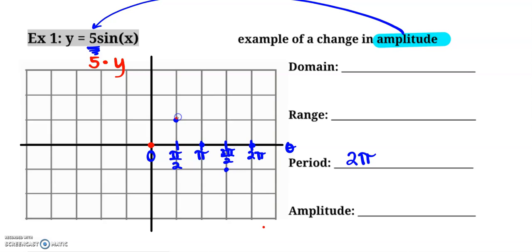So actually, I may go back. So sometimes you guys are going to have to do a little editing. I don't always put the parent function in here, but instead of 5 times 1, instead of a height of 1, it's going to be a height of 5, because 5 times 1 is 5. So 1, 2, 3, 4, 5. So you want to change the scale of your graph so that it goes up to 5.